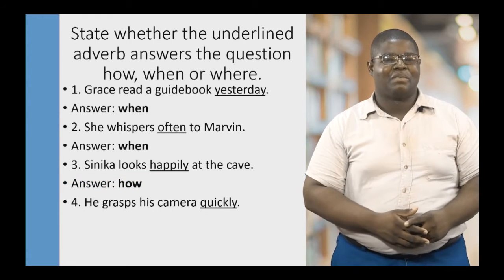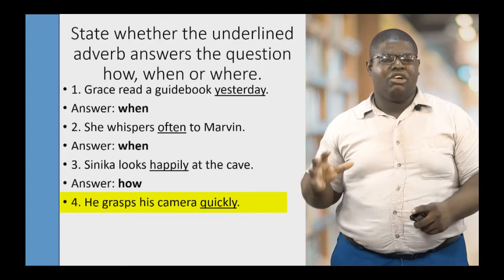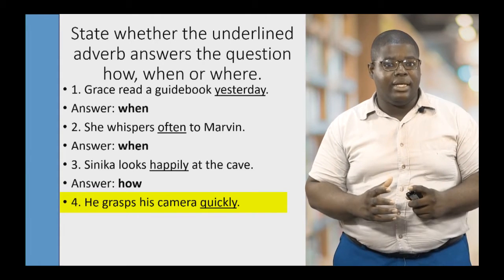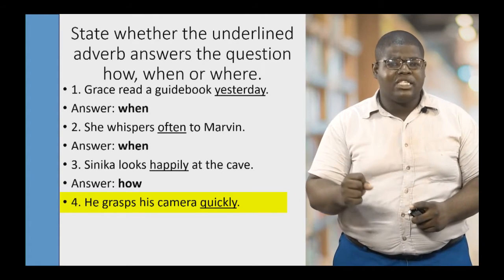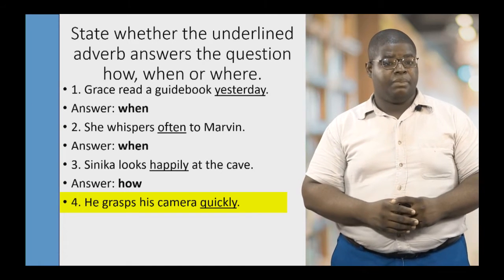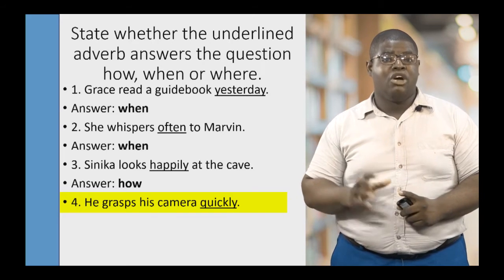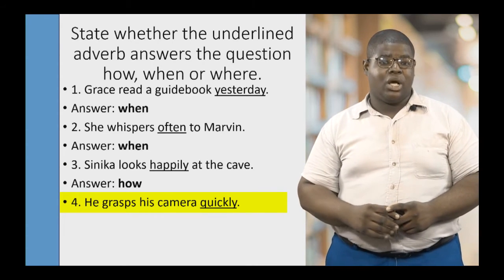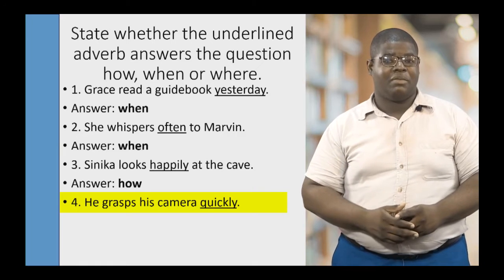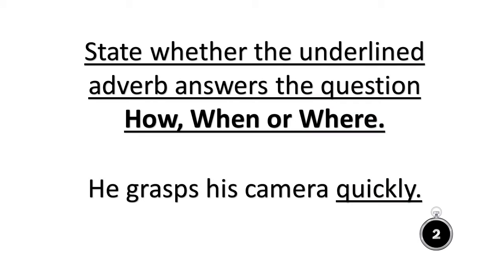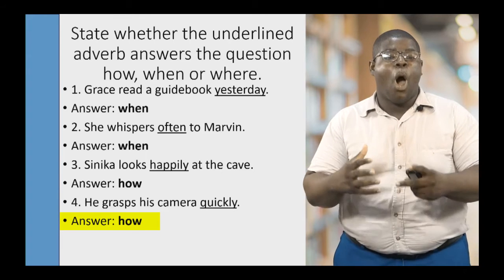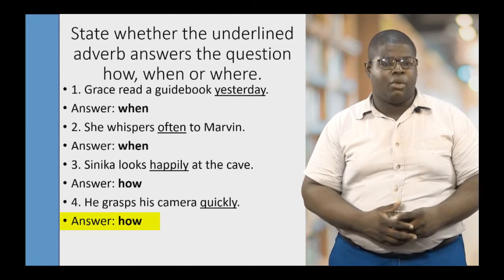Let's continue. Number 4. He grasped his camera quickly. We have the adverb quickly modifying the verb grasp. What is it telling us? How, when, or where? It is telling us how he grasped the camera. How did he grasp the camera?